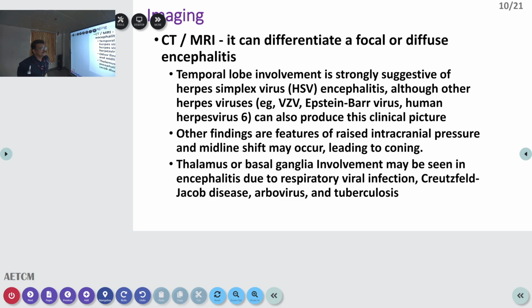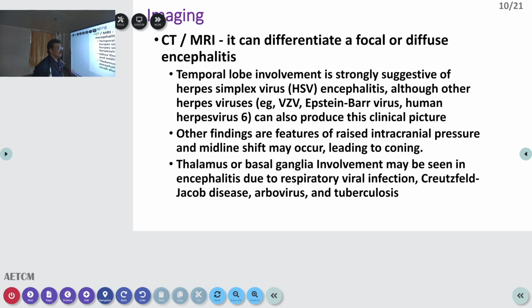Temporal lobe involvement is strongly suggestive of herpes simplex virus. Temporal lobe epilepsy can be there, altered behavior can be there, and if the temporal lobe is involved in contrast enhanced MRI, then that will be a classical finding for herpes simplex virus encephalitis. Other viruses like Epstein-Barr virus and HHV6 can also produce a similar type of finding. Varicella zoster virus also can have a similar finding.